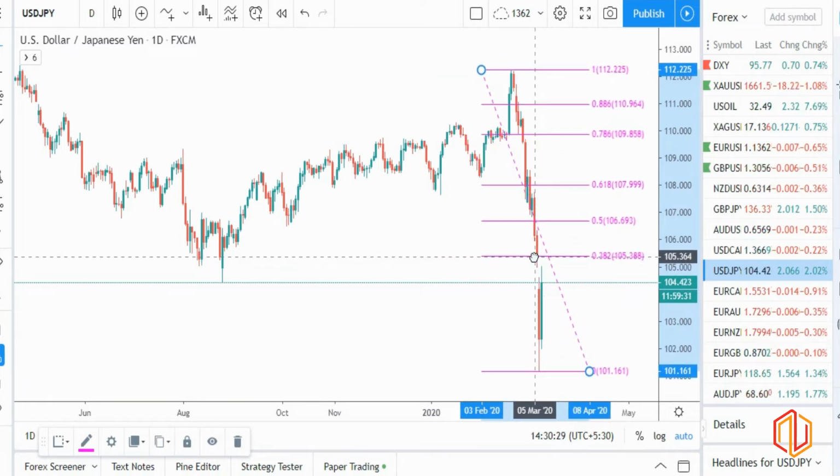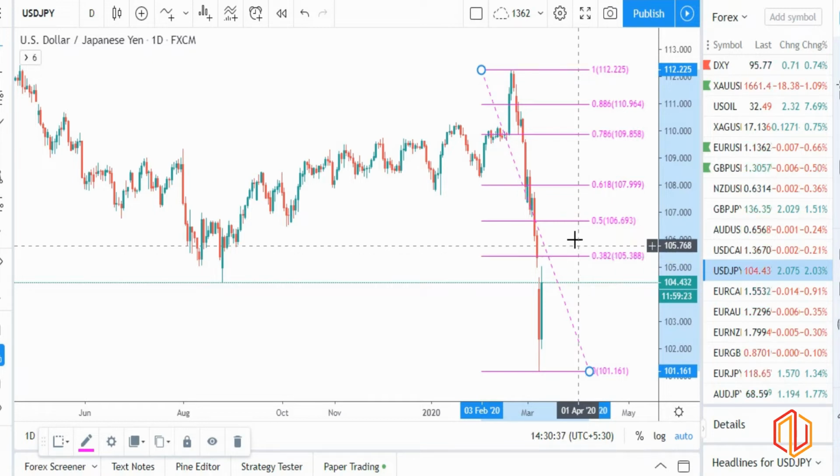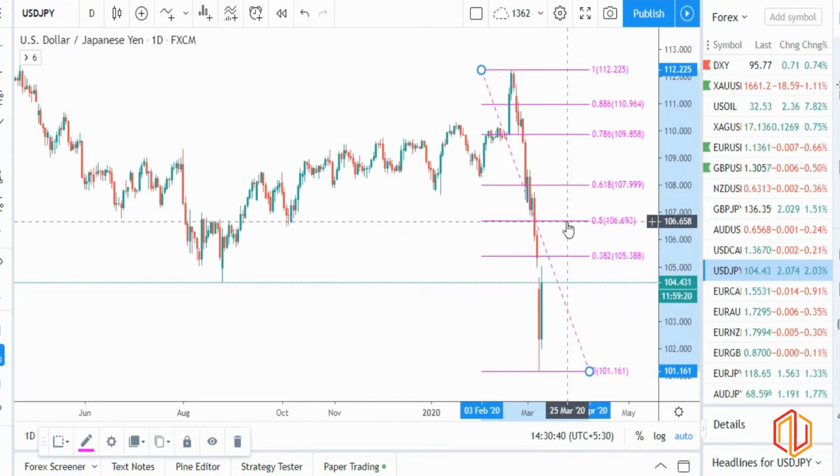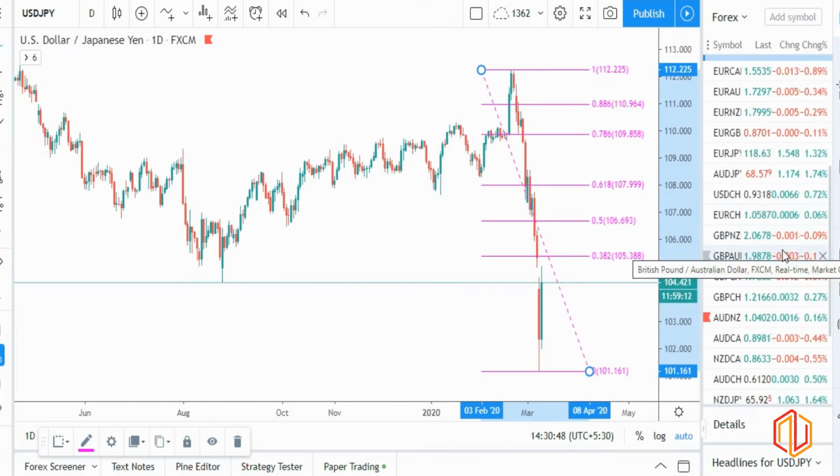So that target would be 105. So post 105.38 we can start looking for shorting opportunities. We'll be lucky if the market does a further retracement to 106.69. So we'd like to go short on USD JPY, also expecting Japanese yen to be strong, dollar to be weak.